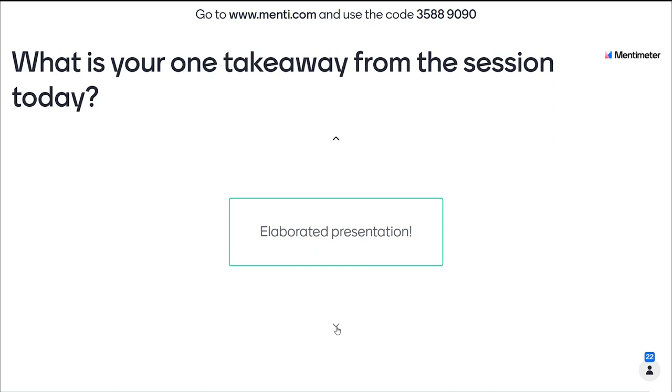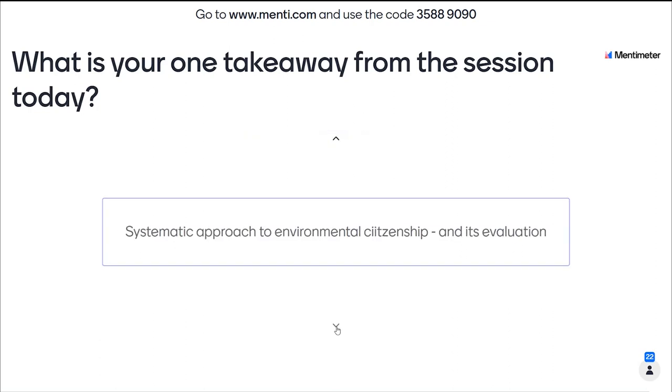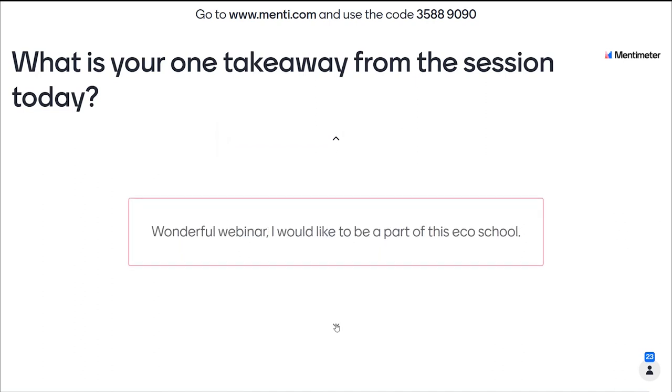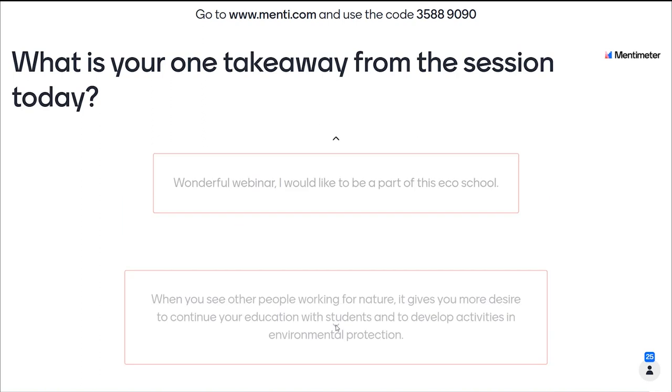Elaborated presentation, thank you. Systemic approach to environmental citizenship and its evaluation. Great, thank you. Keywords, active awareness and reflection. Importance of environmental education. Great, you are welcome. You can join. I don't know from which country you are. You can find the details on our website on how to join the program.